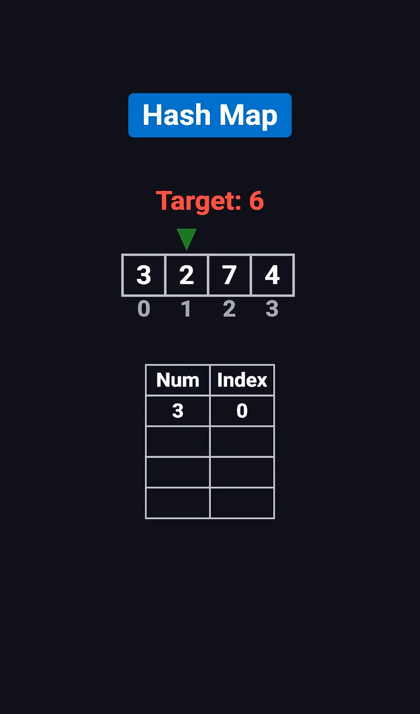Next comes 2. It needs a 4, but the notebook only has 3, so we record 2 with its index 1. Then we see 7. It needs negative 1, which isn't in the notebook, so we add 7 with its index 2. Finally, we reach 4. It needs a 2, and when we check the notebook, 2 is already there at index 1. Pair found. The answer is indices 1 and 3.